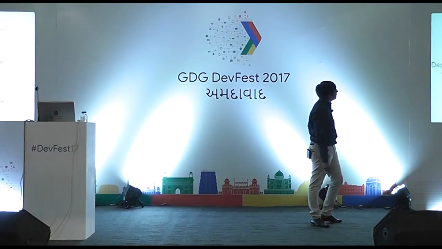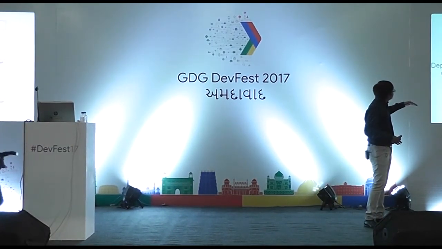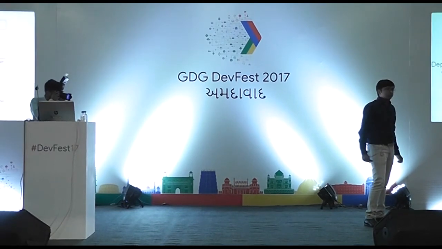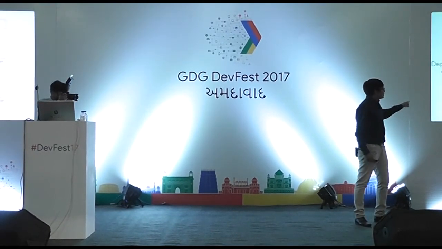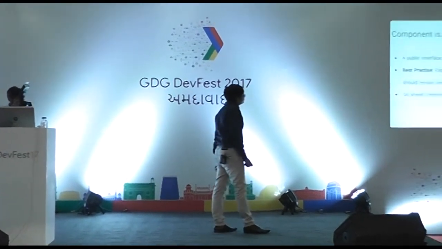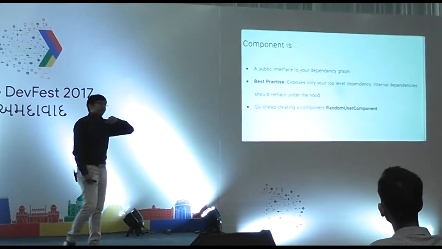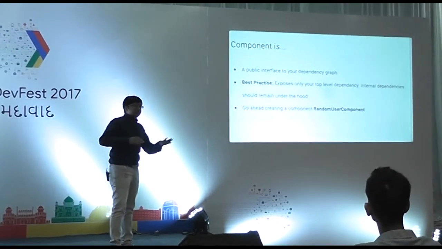so this is my hierarchy. Top level from this graph, we can say the bottom ones. We'll be exposing these dependencies. So we should expose only top level dependencies, and internal dependencies will remain under the hood.